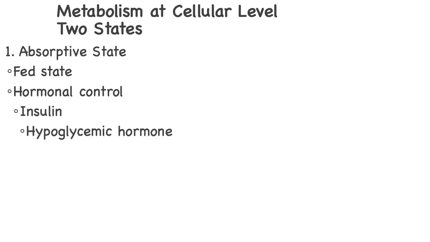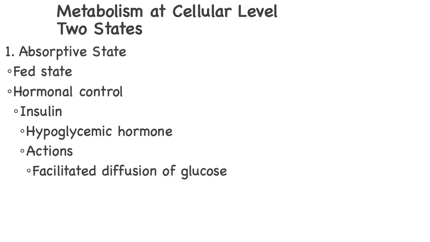Each state is controlled by hormones. For the absorptive state, the hormone is insulin. Because insulin is responsible for decreasing the amount of blood glucose, it is also known as the hypoglycemic hormone and has multiple actions. One of the most obvious actions of insulin is the facilitated diffusion of glucose into the cell from the blood. When insulin binds to its receptor, it triggers the cell to synthesize and place transport proteins on the membrane to move the glucose from the blood into the cell.